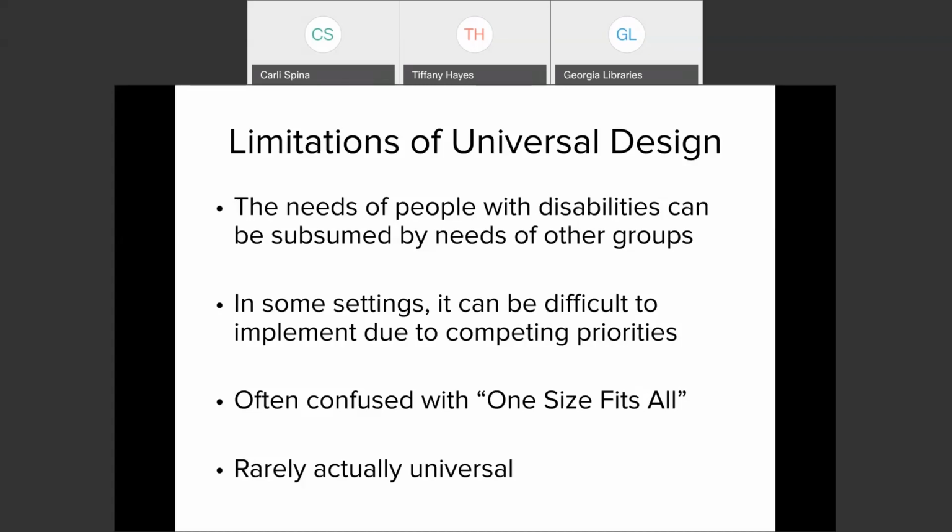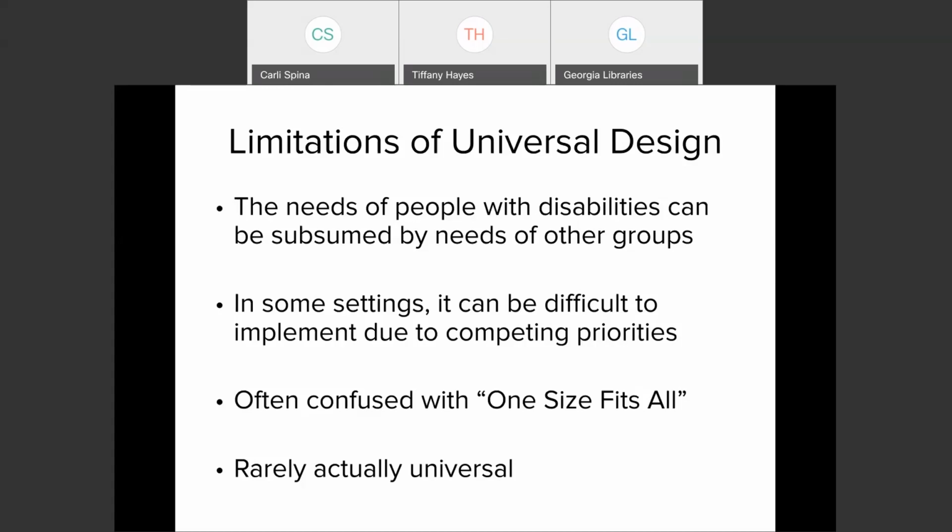In some settings, it can also be difficult to implement these changes due to competing priorities, which is a similar but slightly different subset. I think that sometimes in some settings, the idea of universal design starts off as a really great idea, but at the end of the day, it ends up being cut back so much that it really loses the ability to offer everyone an equitable experience.